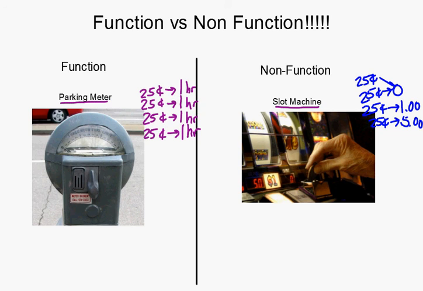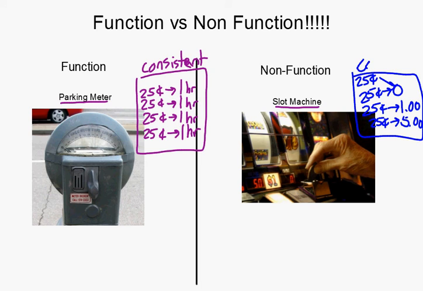So look at the difference. Over here on the left, with my parking meter, I have consistency. It's consistent. But over here, in my non-function, I don't. So it's not consistent. I can predict what's going to happen with a parking meter, but I can't with a slot machine. And that's the same thing that happens with a function versus a non-function. I can predict what's going to happen with a function, but I can't with a non-function.